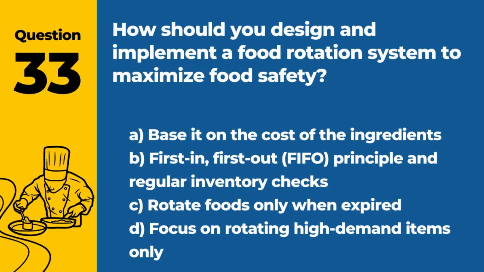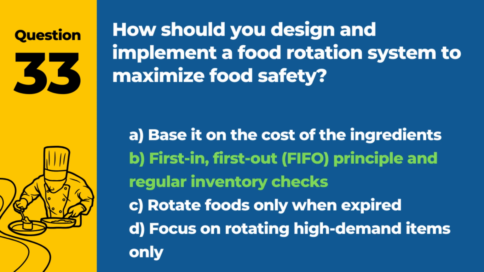Question 33. How should you design and implement a food rotation system to maximize food safety? A. Base it on the cost of the ingredients. B. First in, first out, FIFO, principle and regular inventory checks. C. Rotate foods only when expired. D. Focus on rotating high-demand items only.